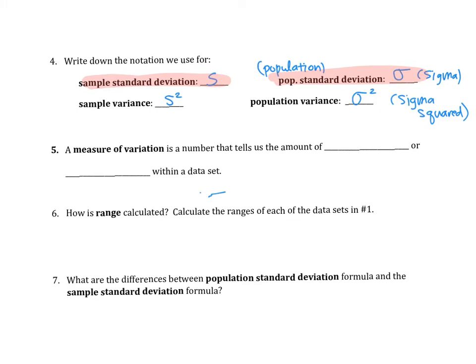So we just need to know what variance is, but we'll be using standard deviation a lot, and either sample or population. And again, we'll make a big deal about whether it is from a sample or from a population. Okay, 5, not really important. A measure of variation is a number that tells us the amount of spread.